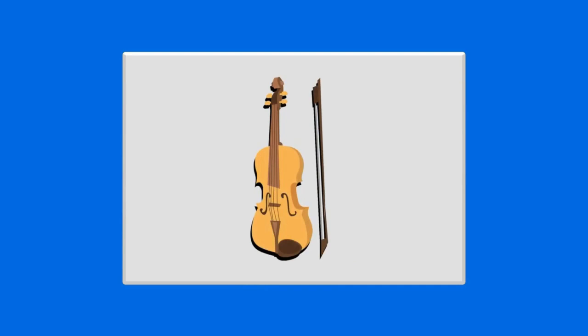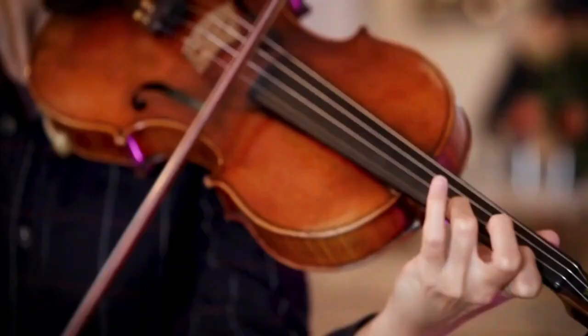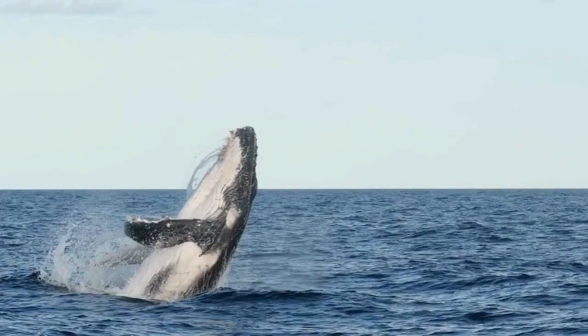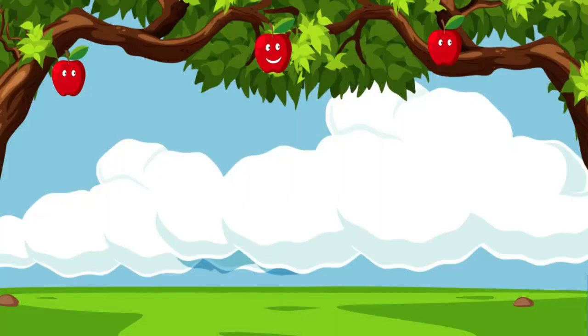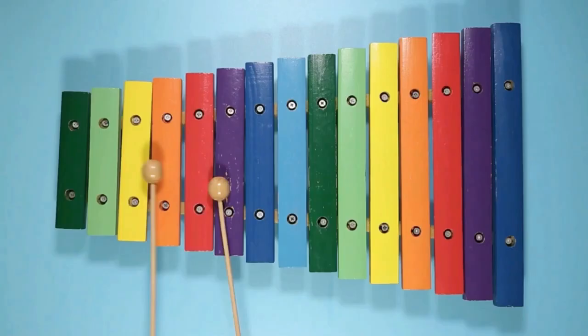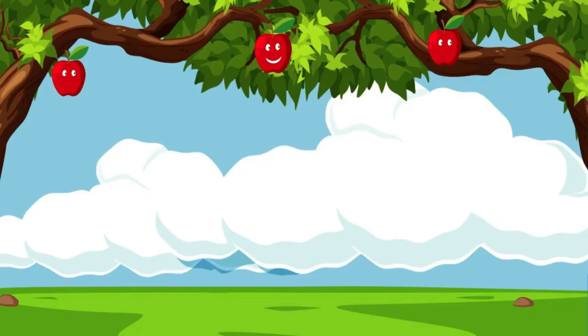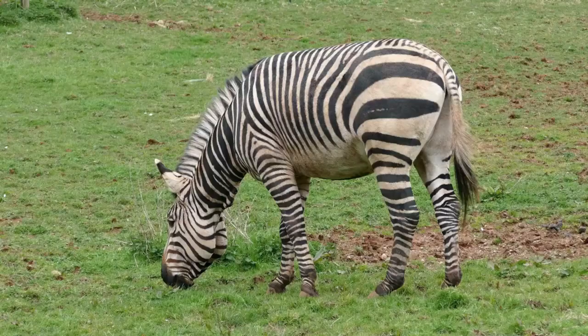V is for violin, v, violin. W is for whale. W, whale. X is for xylophone. X, xylophone. Y is for yo-yo. Y, yo-yo. Z is for zebra. Zebra. Z.